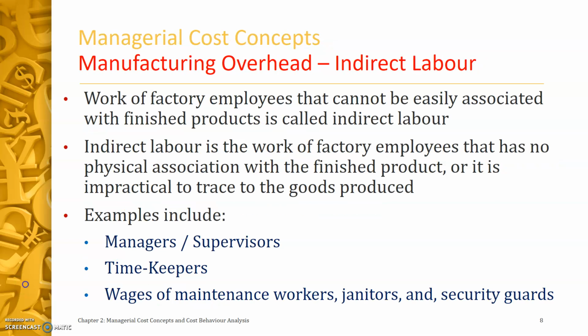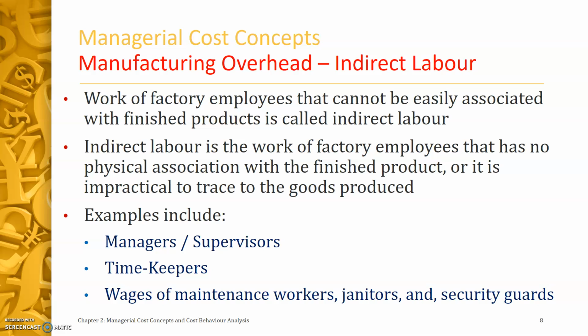manufacturing overheads. This brings us to indirect labor, which is also part of manufacturing overhead. Work of factory employees that cannot be easily associated with finished products is called indirect labor. Indirect labor has one of the two characteristics. First, it is the work of factory employees that has no physical association with the finished product.